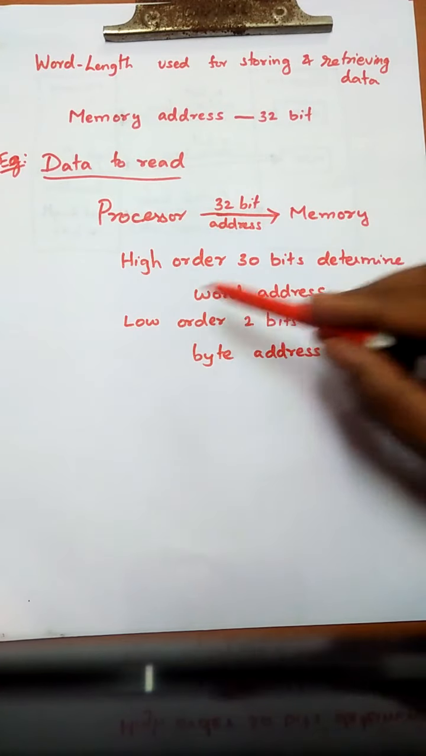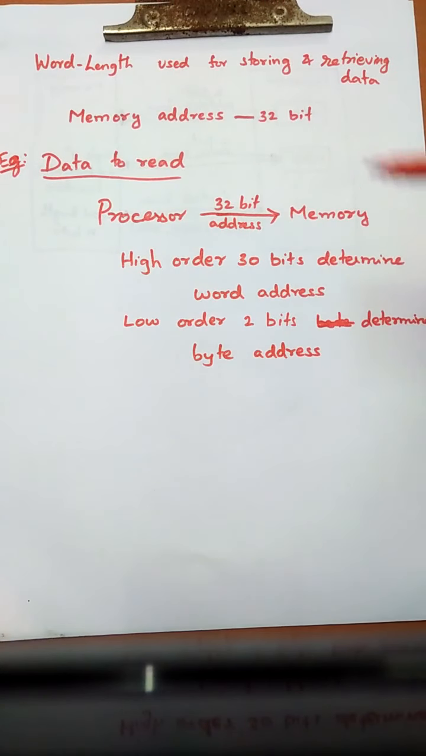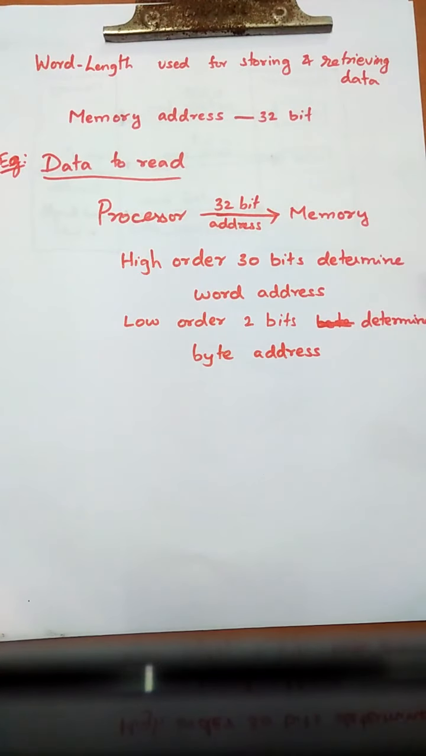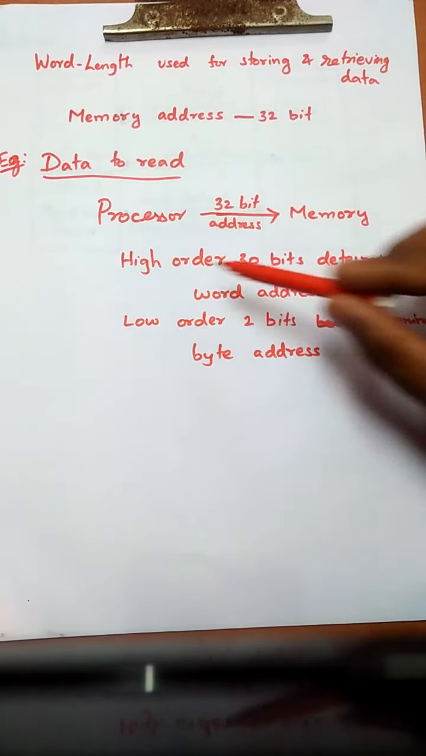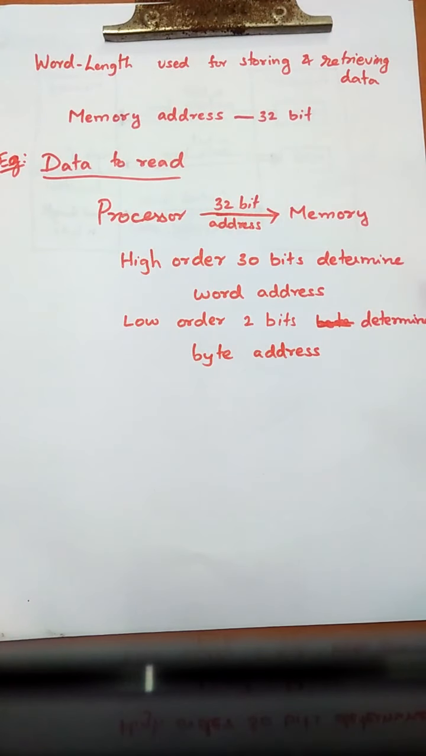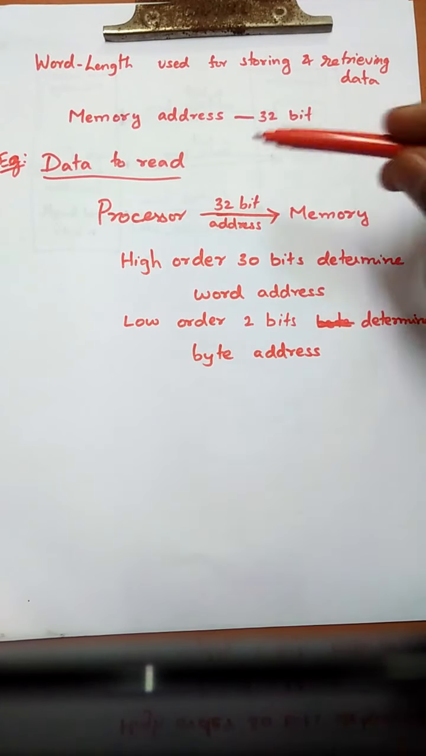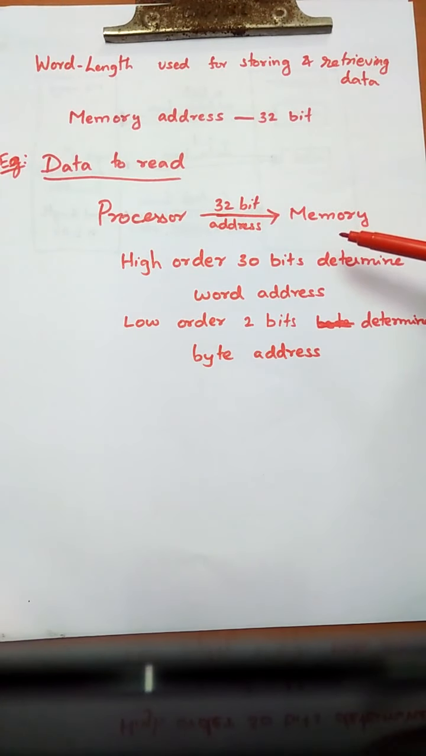First, the higher order 30 bits determine the word address, because even though we are following byte addressing, the bytes are arranged in word length for storing and retrieving data. We follow this mechanism to improve the speed of access. The higher order 30 bits determine the word address, and the low order 2 bits determine the byte address. In this way, the processor identifies the memory location for fetching the data.